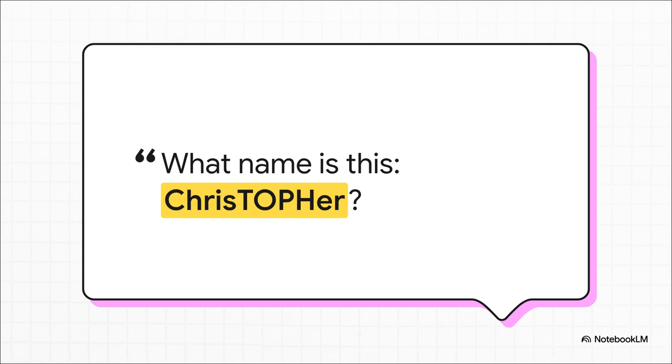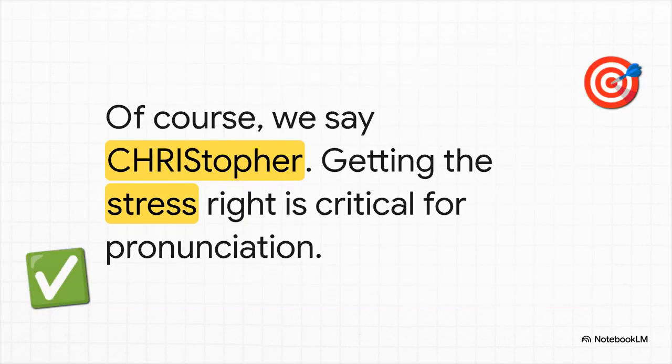Try saying this name out loud. Christopher. Christopher. It just sounds wrong, doesn't it? And that's because the spotlight is totally in the wrong place. Of course, we all know the name is Christopher. The stress, the spotlight, falls right on that first syllable. And getting that stress right is absolutely crucial. It's what makes the word sound right, and it's how we recognize it when someone else says it.